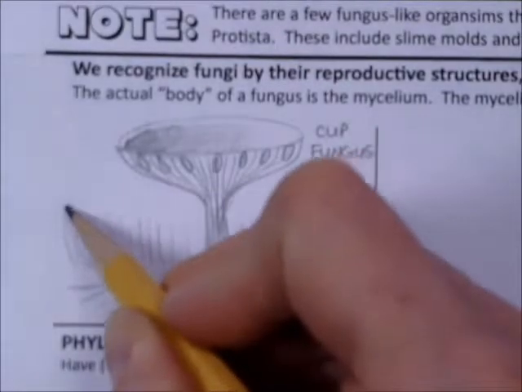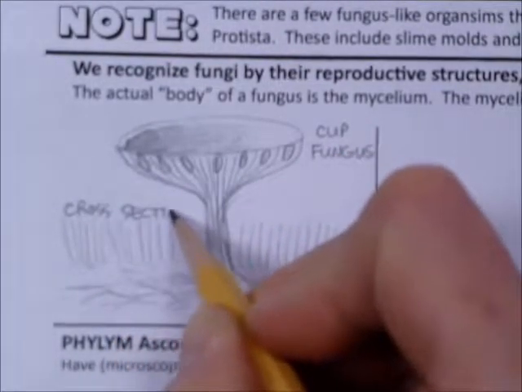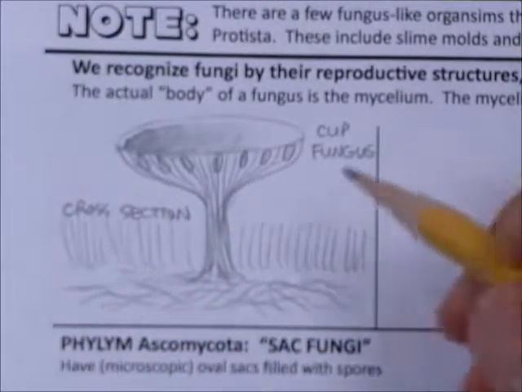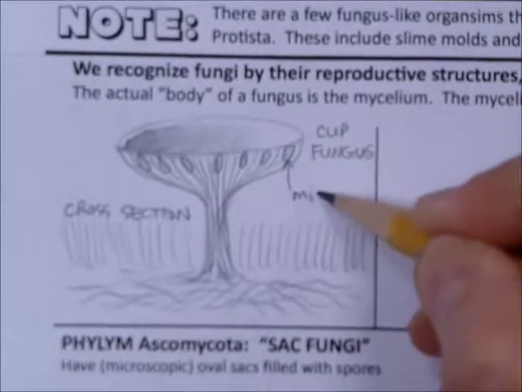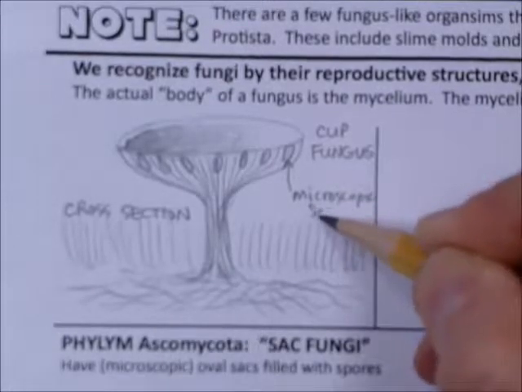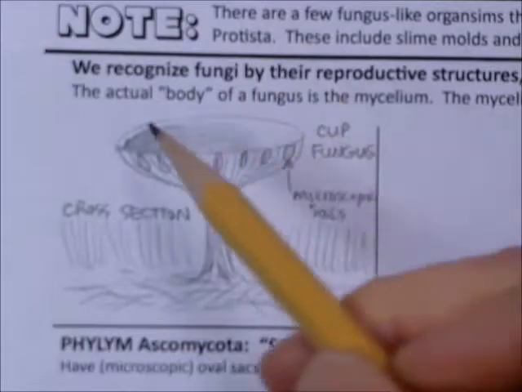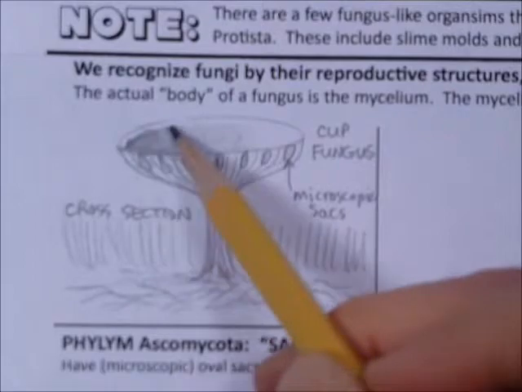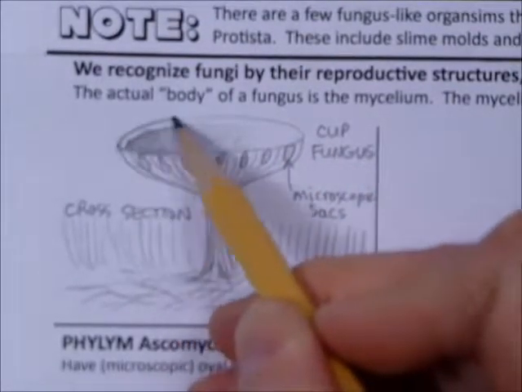And just to remind me, it's a cross section. You can write these words anywhere you want to. You don't have to put them right where I'm putting them if you want. And these are microscopic sacs. So our drawing is really out of proportion. We would not really be able to see these actually, but we have to draw them large so we can see them on our drawing. Alrighty.